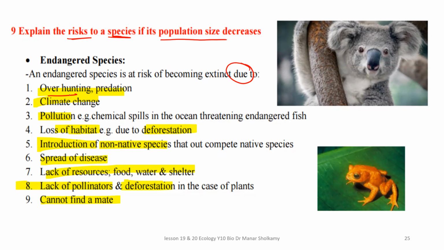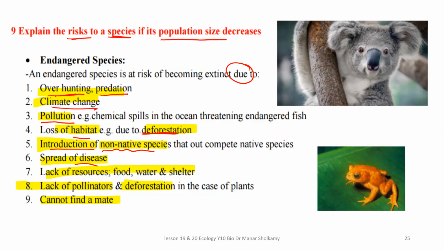Why did they become extinct? Because there is overhunting or overfishing, lots of predation, global warming and climate change, lots of pollution. They lost their homes, for example deforestation. Deforestation is very important. Introduction of a non-native species that came and ate its food.